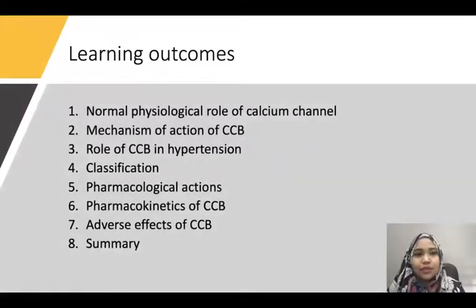In this lecture, we will go through the different physiological roles of calcium channels, followed by understanding the mechanism of action of calcium channel blockers and their role in hypertension, where we will also go through different classes of calcium channel blockers with pharmacological properties, pharmacokinetics, and common adverse effects of the drugs.